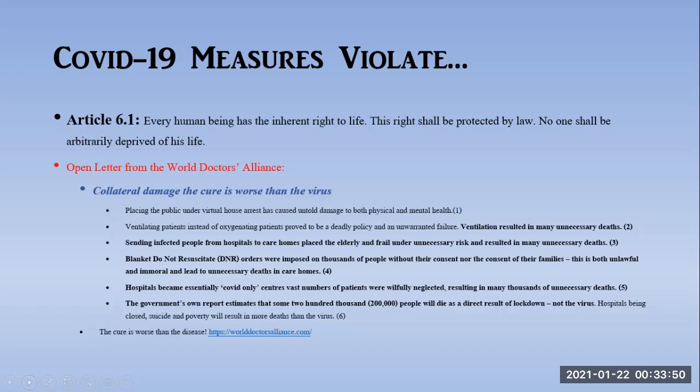The government's own report estimates that some 200,000 people will die as a direct result of lockdown, not the virus. Hospitals being closed, suicide, and poverty will result in more deaths than the virus. The cure is worse than the disease. And you can go look this up at worlddoctorsalliance.com. And this is their open letter with, I believe, a specific response with the government to the UK government there with the 200,000 people. But the other measures as well are applicable here in Canada.